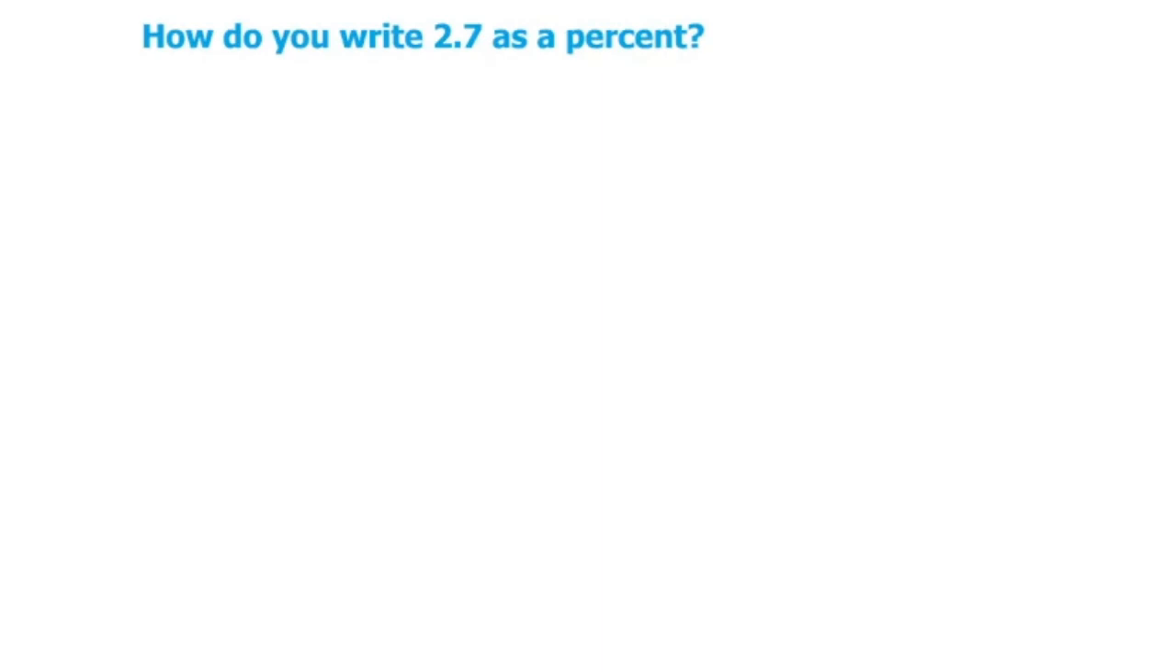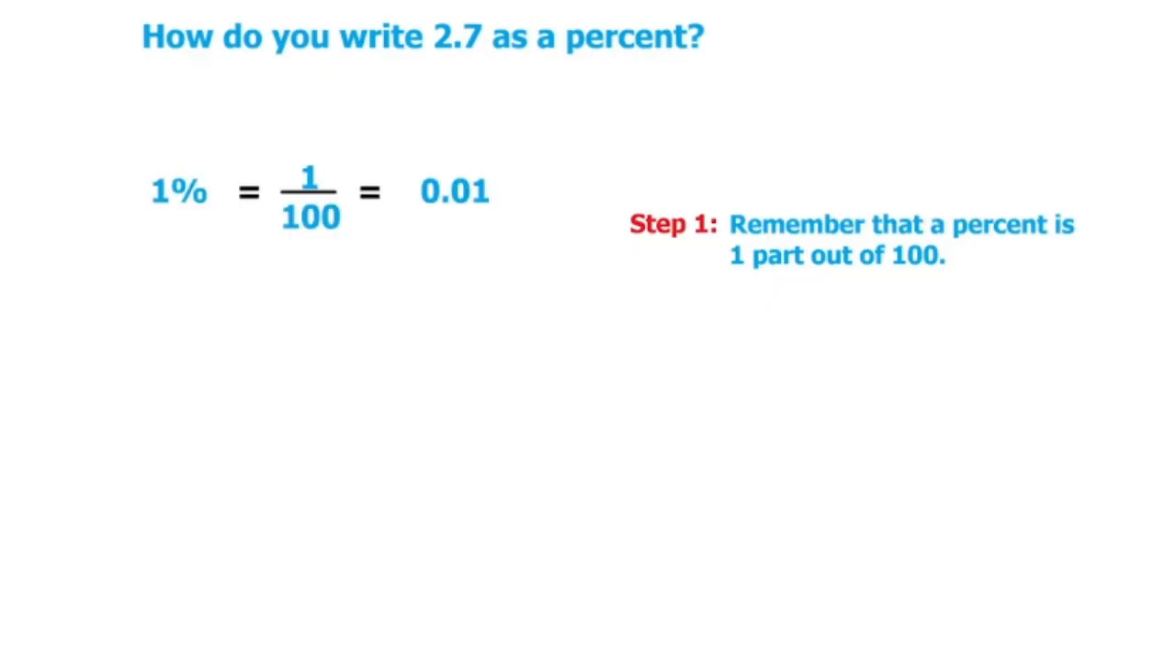In this video, I'm going to teach you how to change a decimal number to a percent. So if we have a problem like this one that says, how do you write 2.7 as a percent? So step one, remember that a percent is 1 part out of 100.